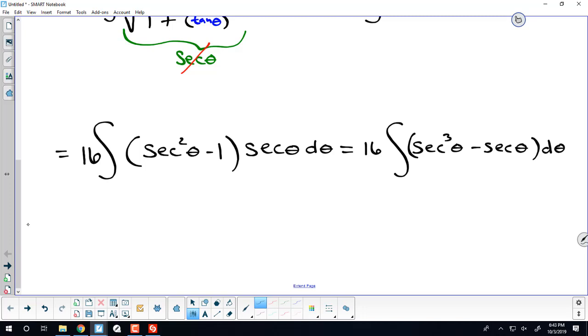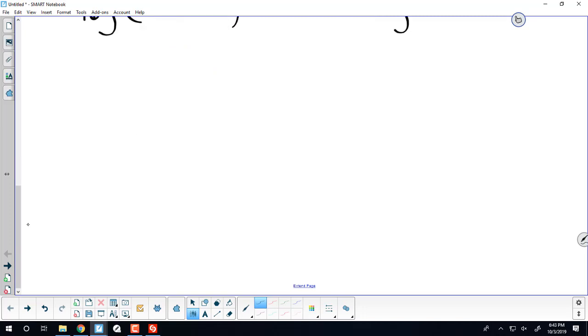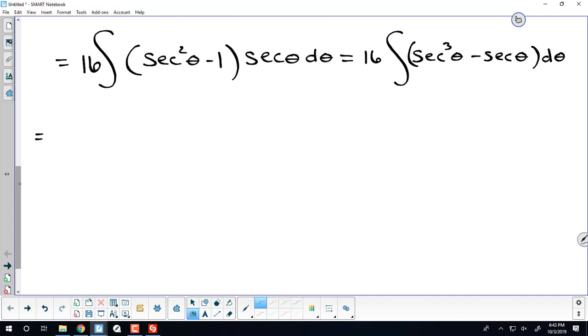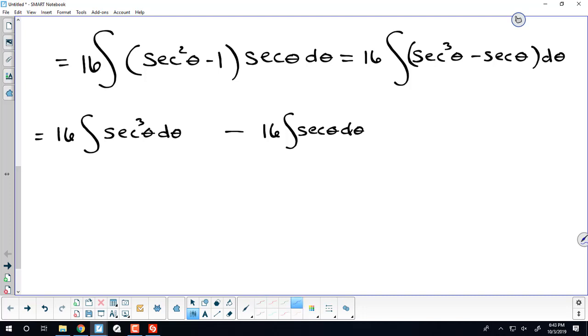Oh, so okay, I see what you mean. All right. So let's look at it. Let's break this up and look at this one. What's the integral, or antiderivative, of 16 secant theta? 16 natural log of secant plus tangent. Right. Remember that's ln absolute value of secant plus tangent.